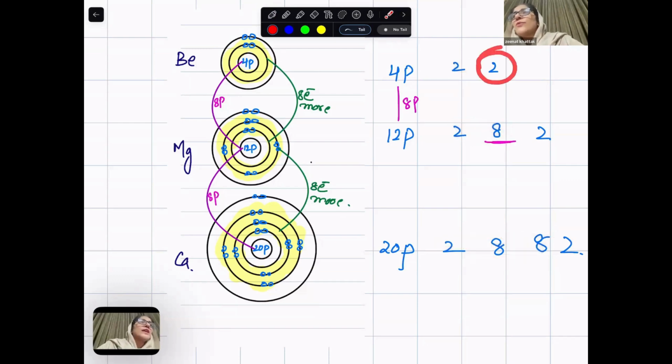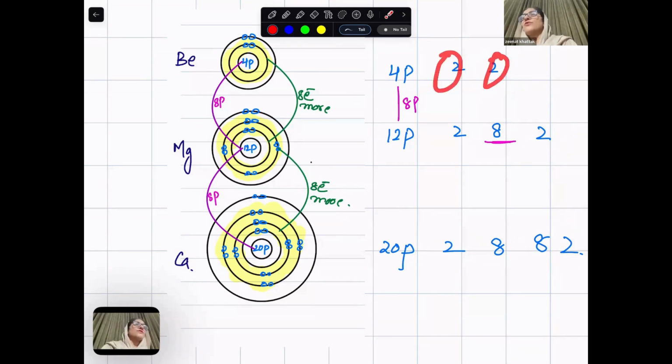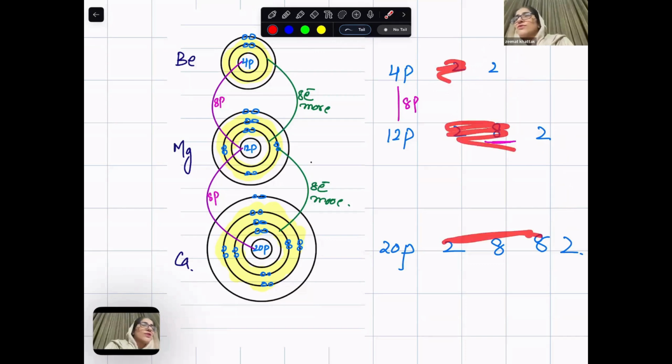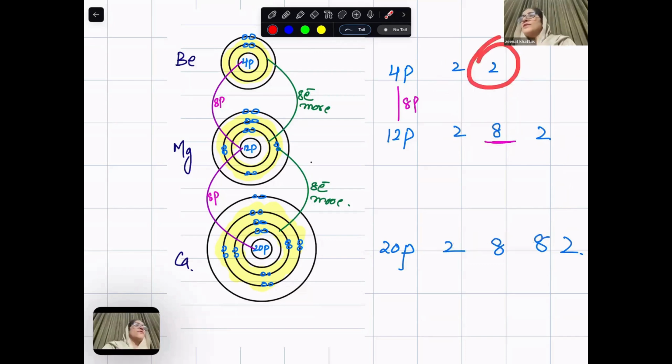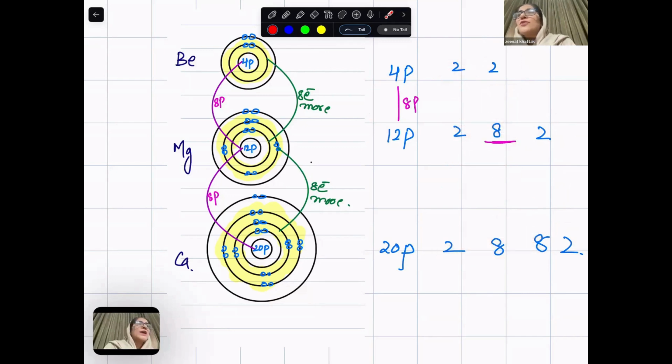Is there any change in the valence? No, there's no change in valence. The valence is the same. But are the shells more? Yes. Where? Down the group. The shells are more, the shielding electrons are more, the valence electrons are the same. Now, when the shielding is more, the repulsion is more. When the protons are more, the attraction is more. 8 protons more, 8 electrons more.